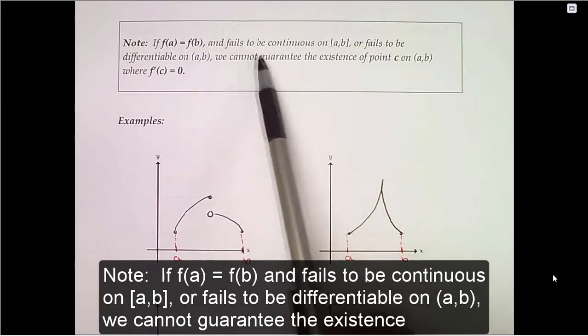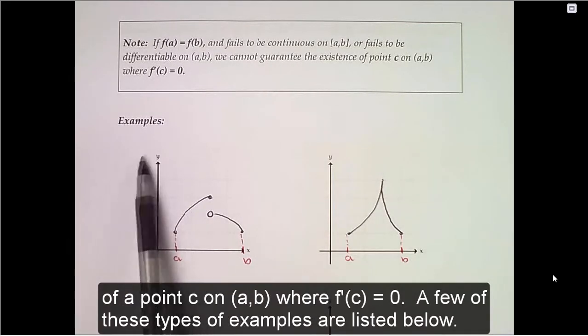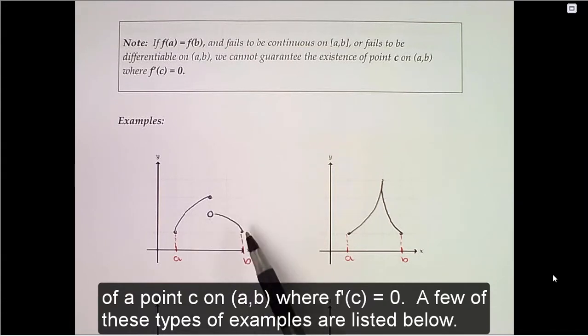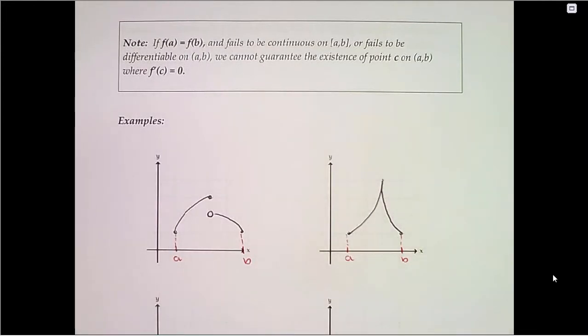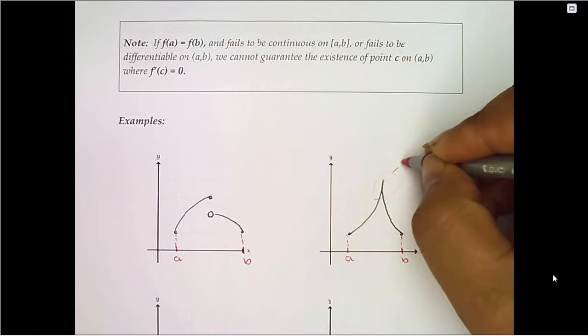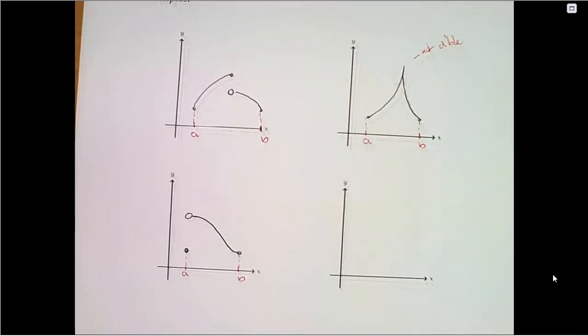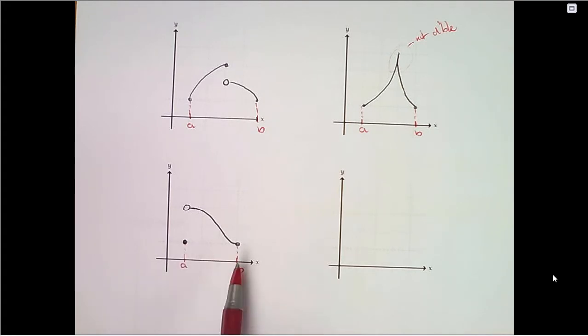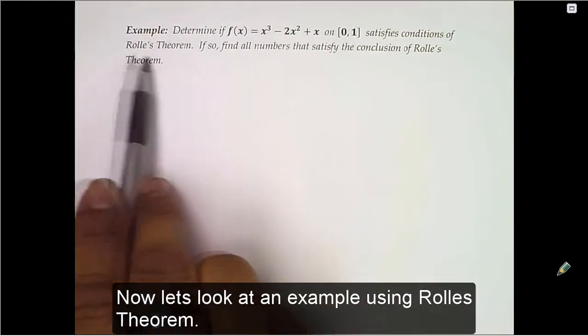Note, if f of a equals f of b, and f fails to be continuous on a to b, or fails to be differentiable on a to b, we cannot guarantee the existence of a point c on a to b where f prime of c is 0. A few of these types of examples are listed below. Now let's look at an example using Rolle's theorem.